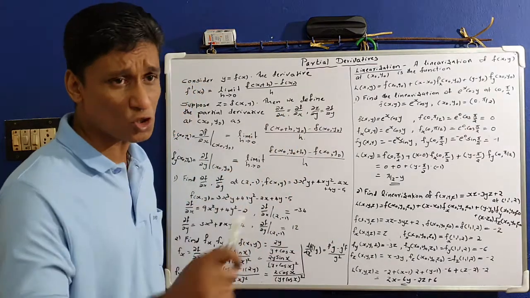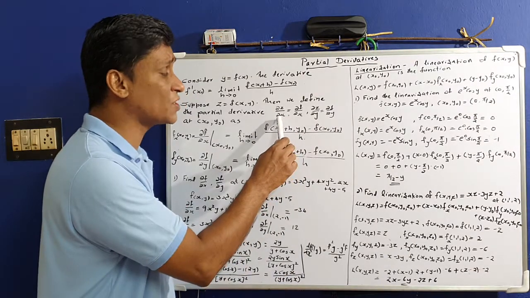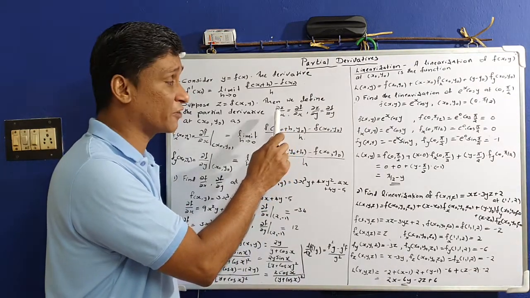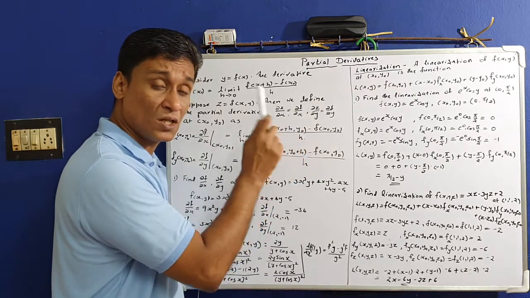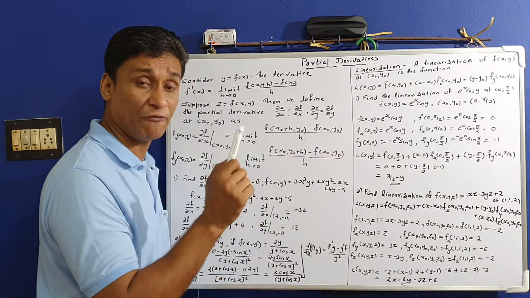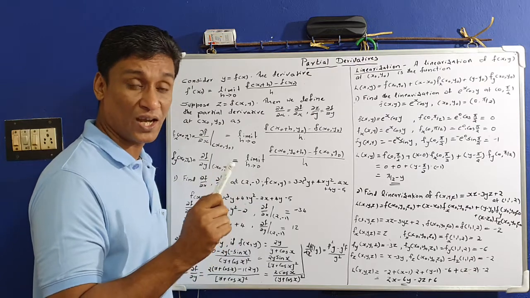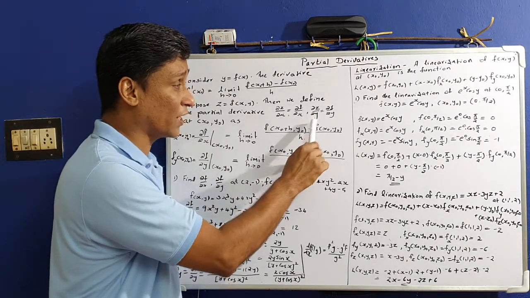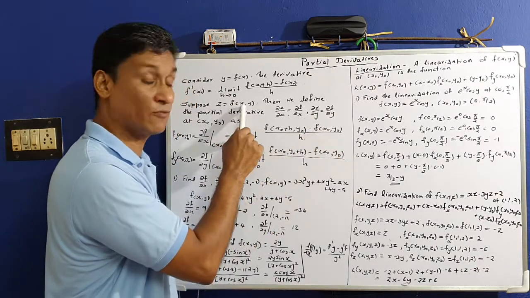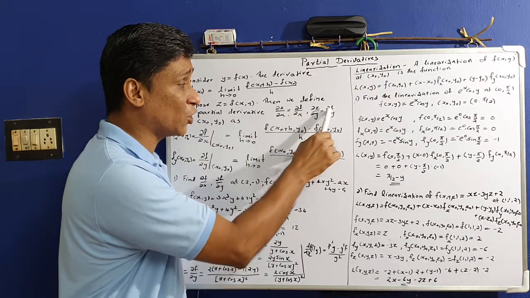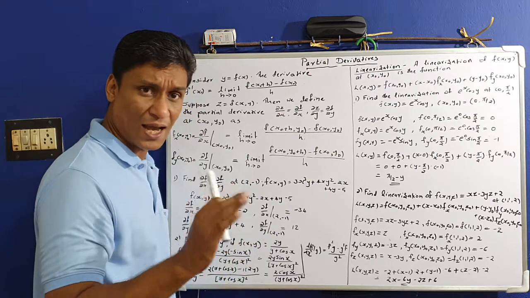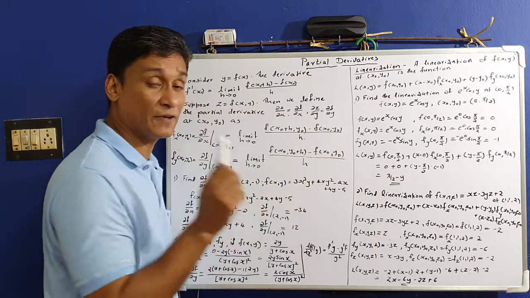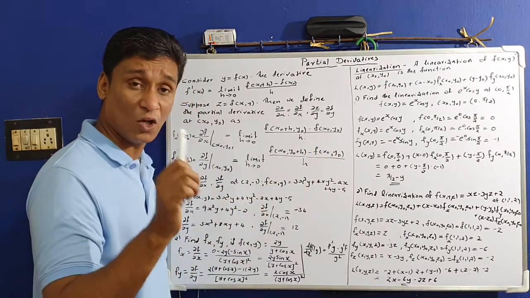In general, those partial differentials are denoted as dou z by dou x, equal to dou f by dou x. This denotes the partial differential of f with respect to x alone. And dou z by dou y equals dou f by dou y, as z equals f of x, y. This is the partial derivative of f of x, y with respect to y alone.